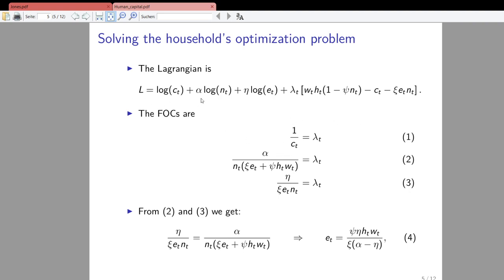With respect to fertility, it's a little bit trickier. We have alpha divided by n if we take the derivative of this term with respect to the fertility rate n. This term drops out, but here we also have n, so we have minus lambda_t times w_t times h_t times psi.